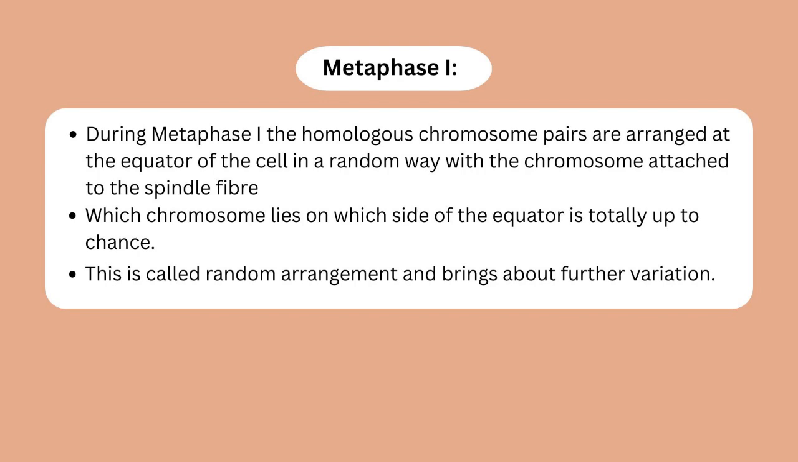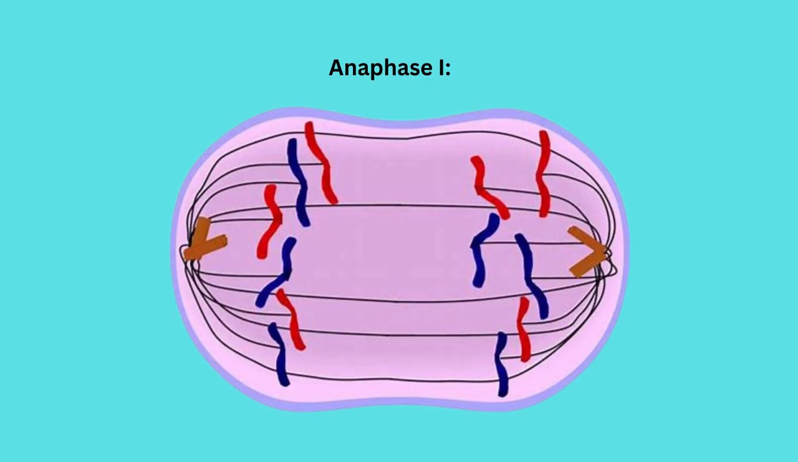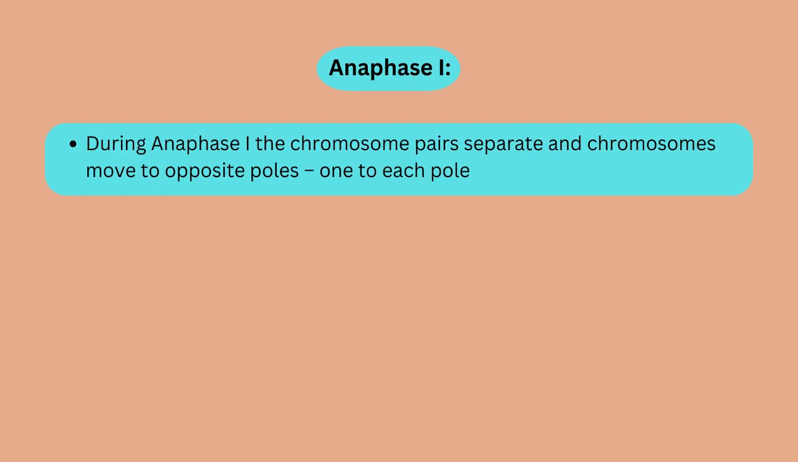Metaphase I. During metaphase I, the homologous chromosome pairs are arranged at the equator of the cell in a random way with the chromosome attached to the spindle fiber. Which chromosome lies on which side of the equator is totally up to chance. This is called random arrangement and brings about further variation. Anaphase I. During anaphase I the chromosome pairs separate and chromosomes move to opposite poles, one to each pole.